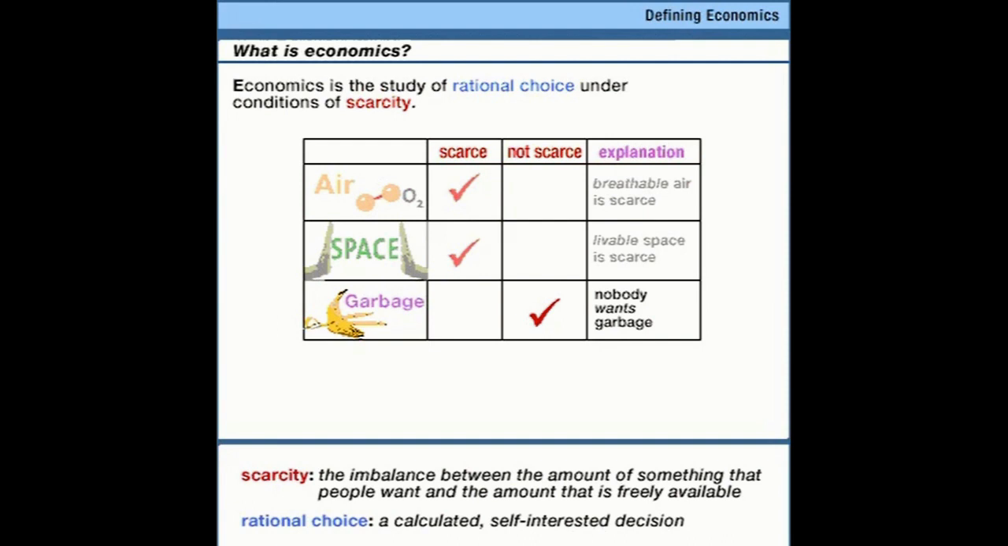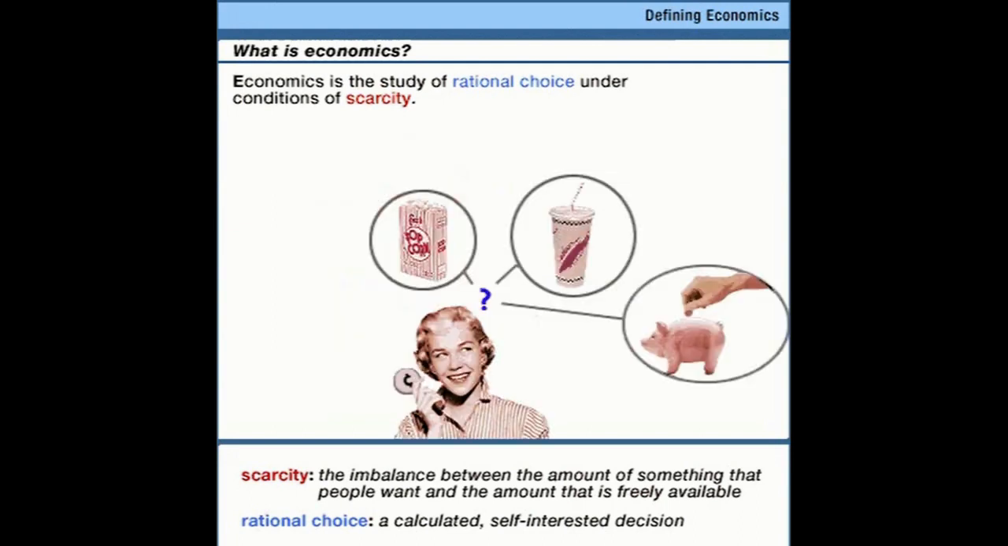We say that an agent is rational if that agent considers cause and effect, if that agent considers the consequences of his or her choices and chooses those courses of action that provide the most satisfaction. Rational choice is calculated self-interest. So if we have calculated, self-interested people operating in a situation of scarcity, then we've got economics. One example of this is the concept of opportunity cost.